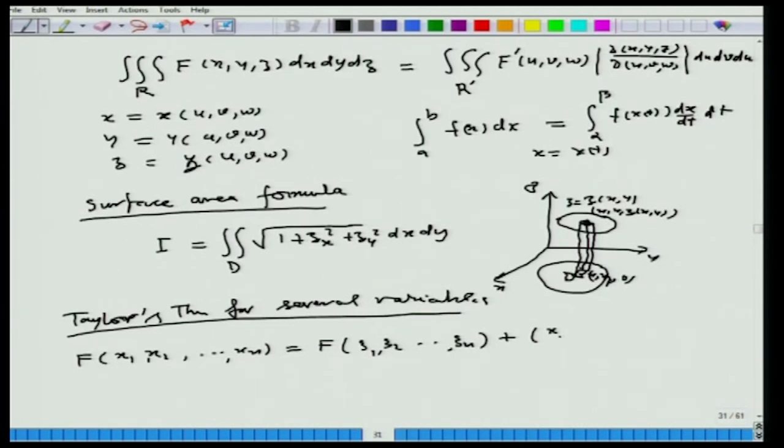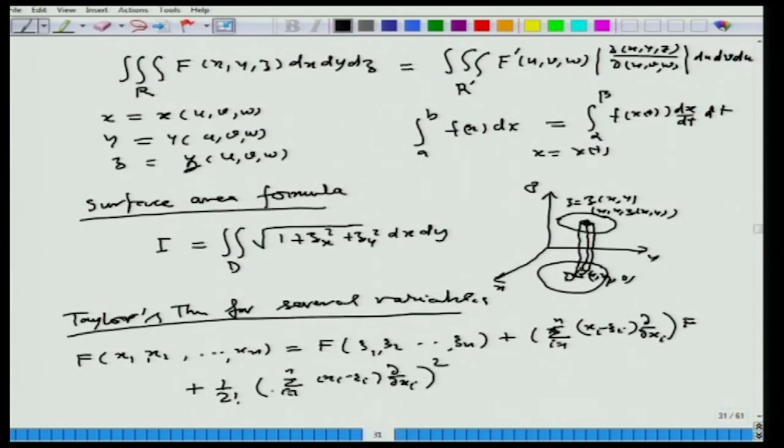summation over i equal to 1 to n of (x_i minus xi_i) times del over del x_i of this f, and the next term would be plus 1 upon factorial 2. Then same thing here, summation over i equal to 1 to n of (x_i minus xi_i) del over del x_i, squared, where the square is taken in the algebraic sense, of this operator acting on f, and like that we go, and these are to be finally evaluated at xi 1, xi 2, ..., xi n.